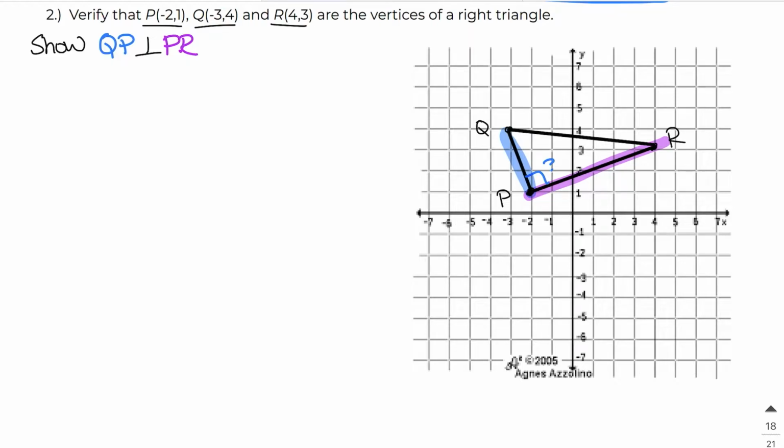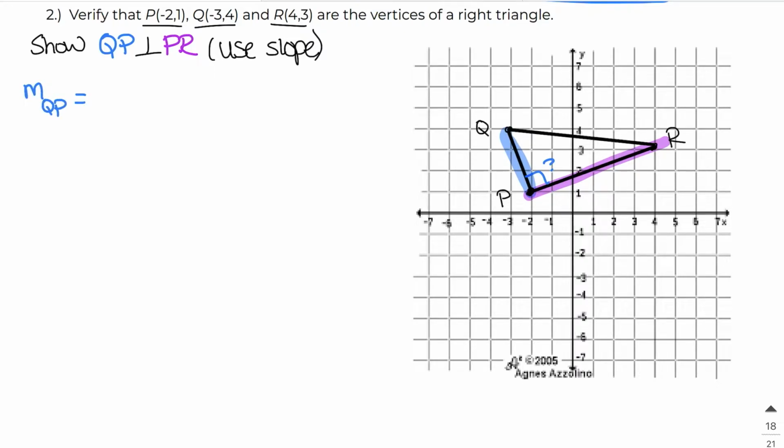And in order for me to be able to do that, I have to use the slopes. Because once I know the slope of each, then I can show that their slopes are either going to be negative reciprocals of each other or they're not. If they are, they're perpendicular. If they're not, they're not perpendicular. So the first thing I'm going to do is find the slope of QP.